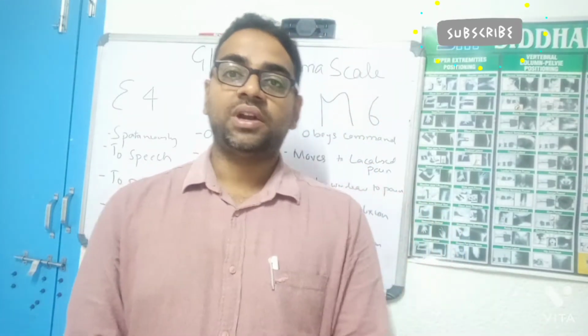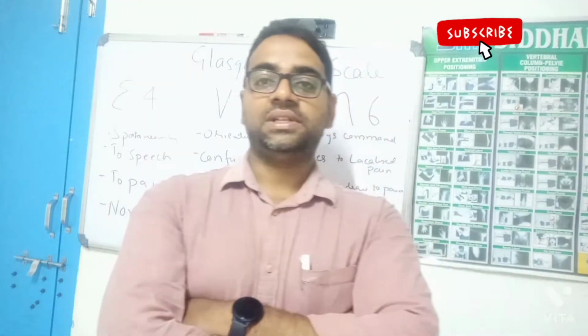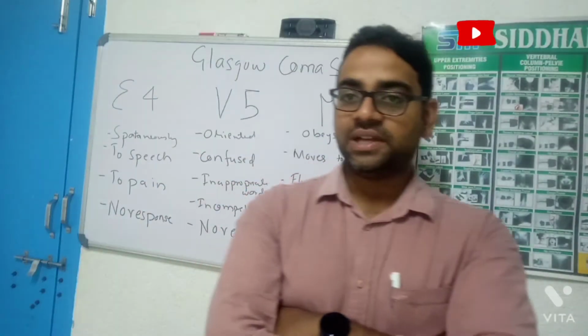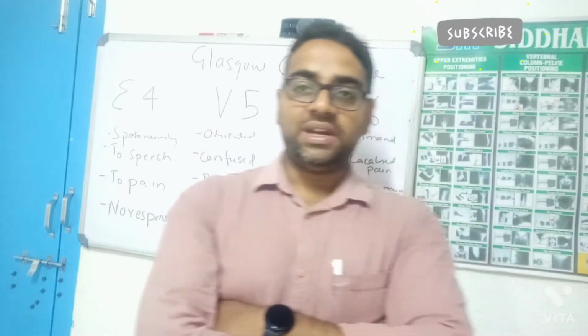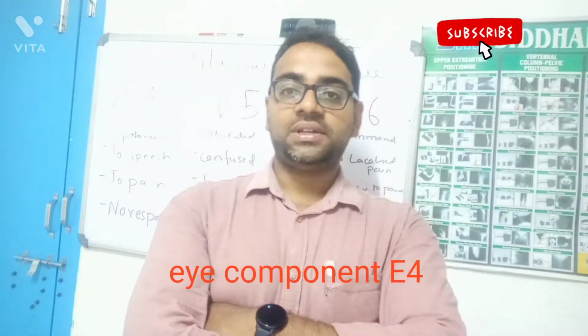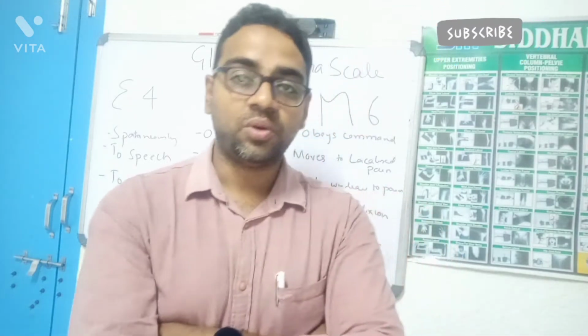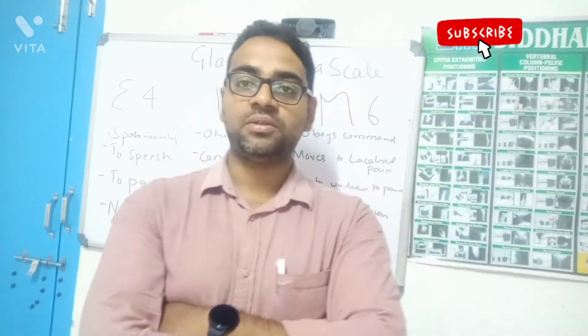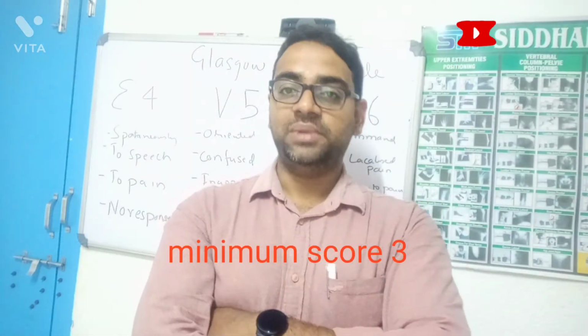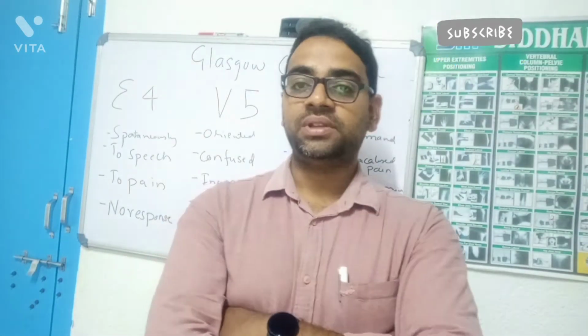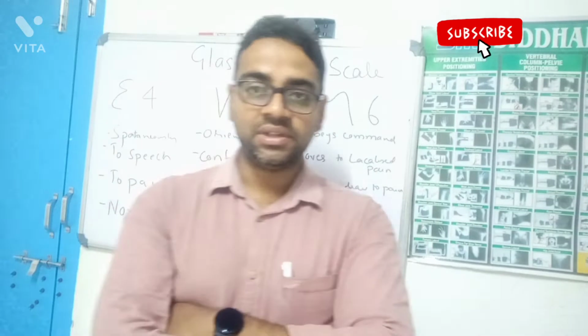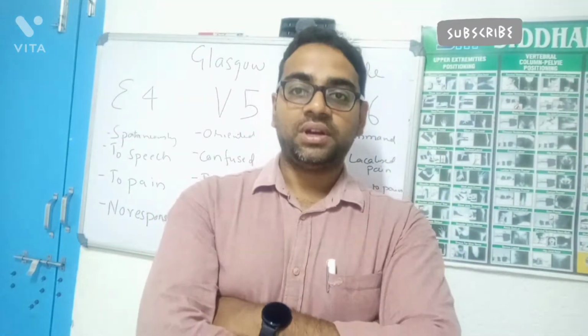So, what are the components of Glasgow Coma Scale? There are three components: one is eye component, second is verbal, third is motor. The total score in this Glasgow Coma Scale is 15, and the minimum score is 3. So the consciousness score is between 3 to 15.